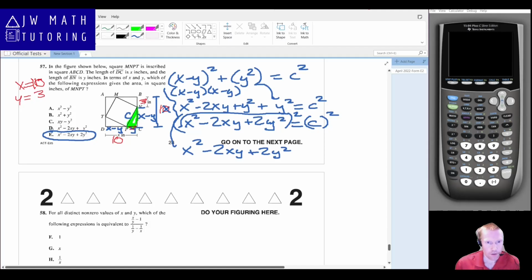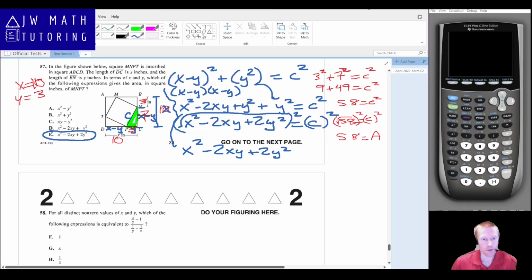So this would be 3, and then this side here would be 7. Now if you go through and do the Pythagorean theorem, you've got 3 squared plus 7 squared equals c squared. So we've got 9 plus 49 equals c squared, and we've got 58 equals c squared. So technically each side of this inner square is root 58. However, when we square that, we just end up back with 58, because the square cancels out the square root. Okay, so the area of this square is 58.